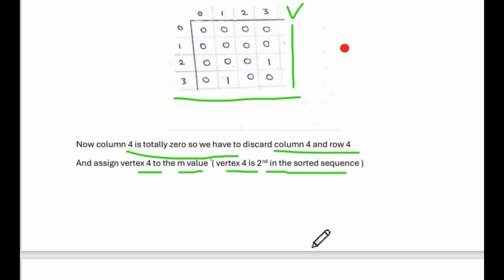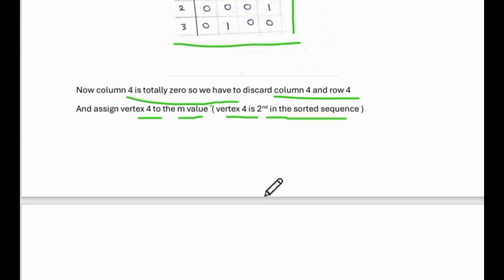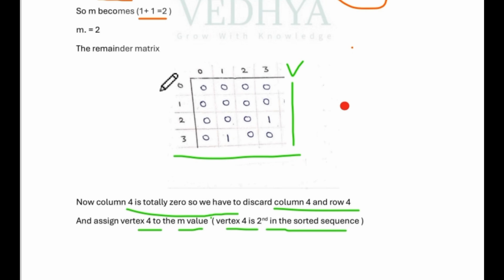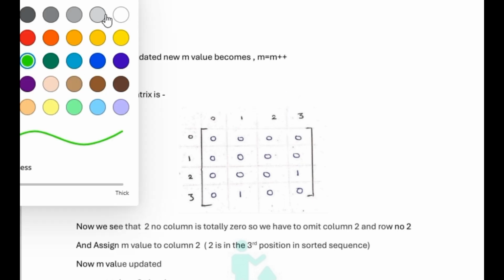Okay. Now update the value of M. M becomes 2 plus 1, M becomes 3. Then the updated matrix is 0 1 2 3 and 0 1 2 3, and the values are 0 0 0. Again we have to check which column is totally 0.